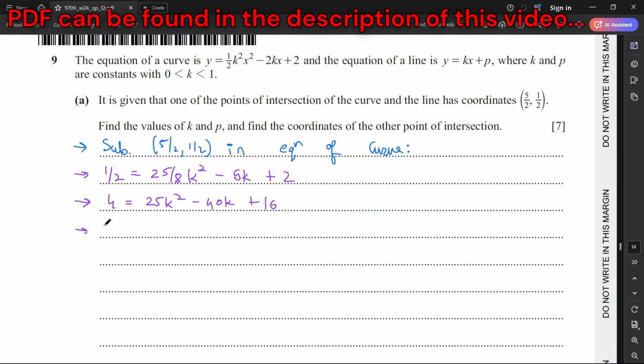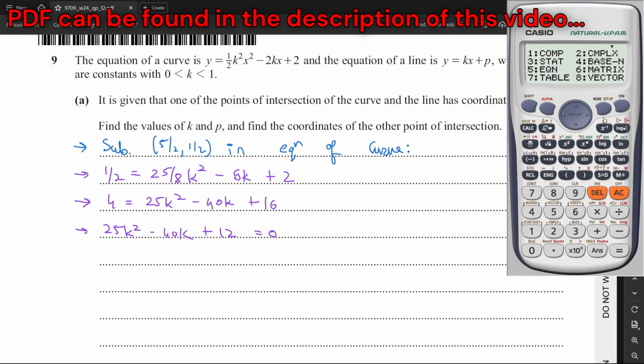And I'll keep everything on one side. So 25k square minus 40k. Then plus 16 minus 4 is plus 12 is equal to 0. Now I'll just bring out my calc and try to solve this in my calc itself.